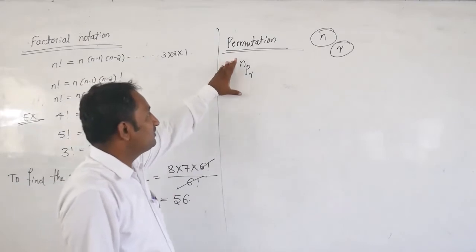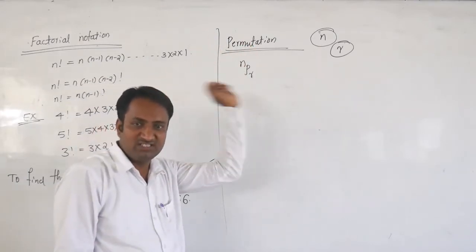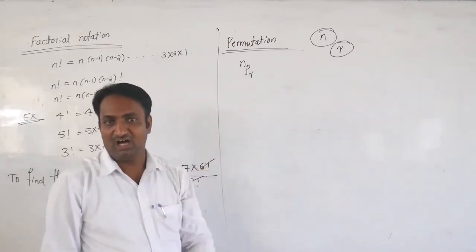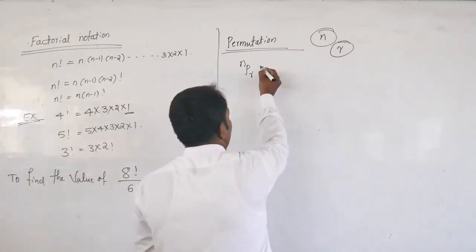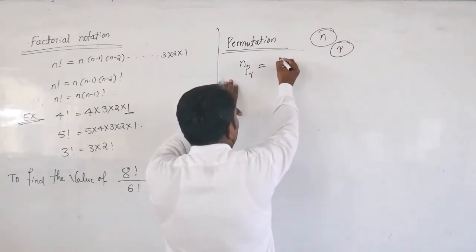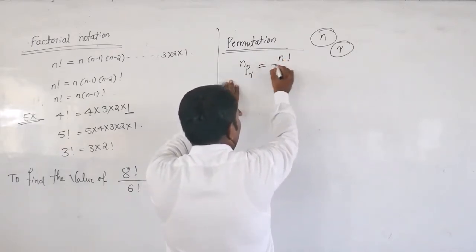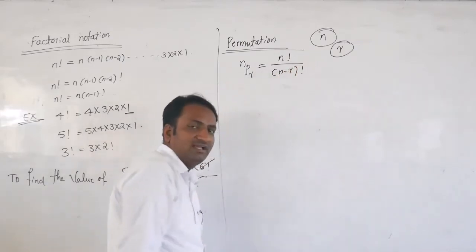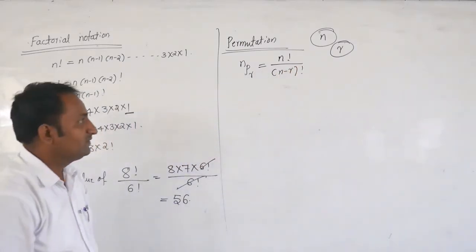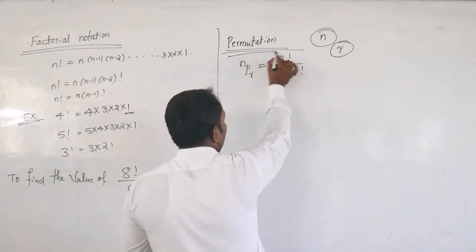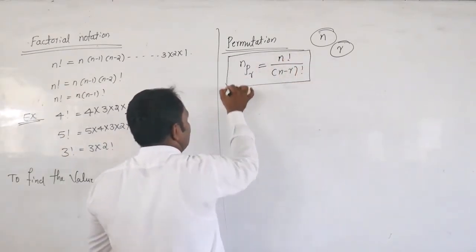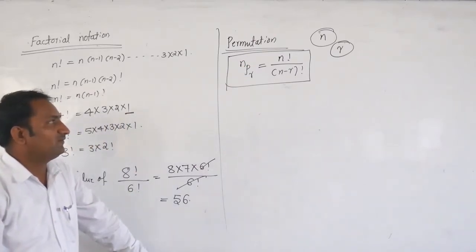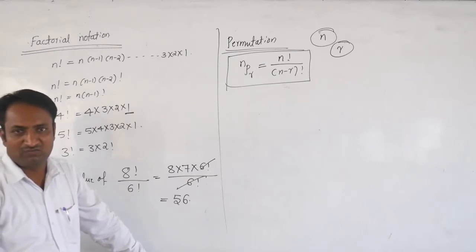There are n number of things. They are arranged r at a time. That formula is n factorial divided by (n minus r) factorial. This is a very important formula: nPr is equal to n factorial divided by (n minus r) factorial.